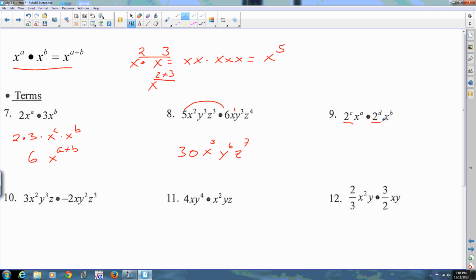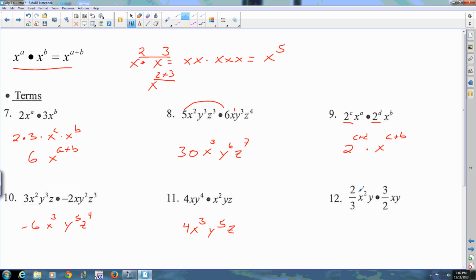Now, normally you would call these coefficients, but they have exponents on them, so you treat them just like a variable. So 2 to the c plus d times x to the a plus b. Right? Multiply the coefficients, add your exponents. X cubed, y to the fifth, z to the fourth. There are no other coefficients, so it's just 4. X to the first times x squared is x cubed. Y to the fourth times y to the first is y to the fifth. And there's no other z's, so you just got that.